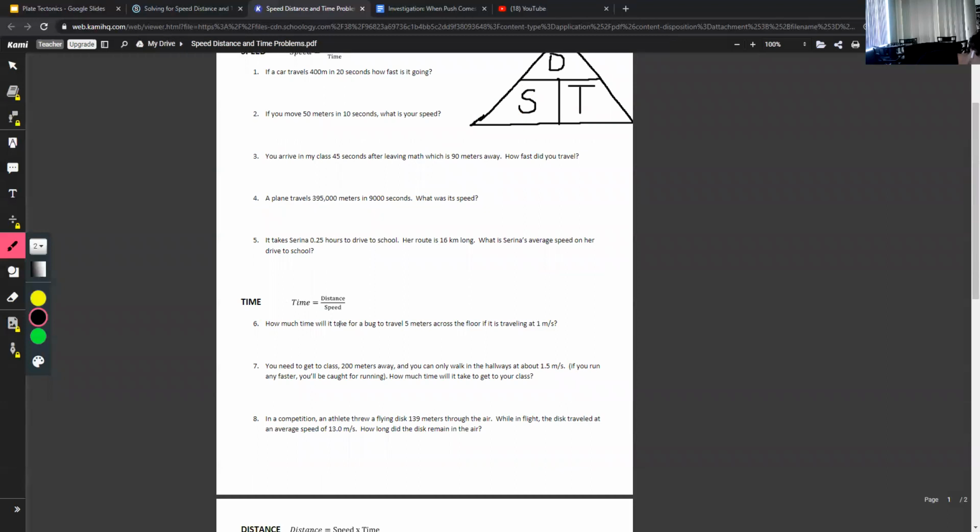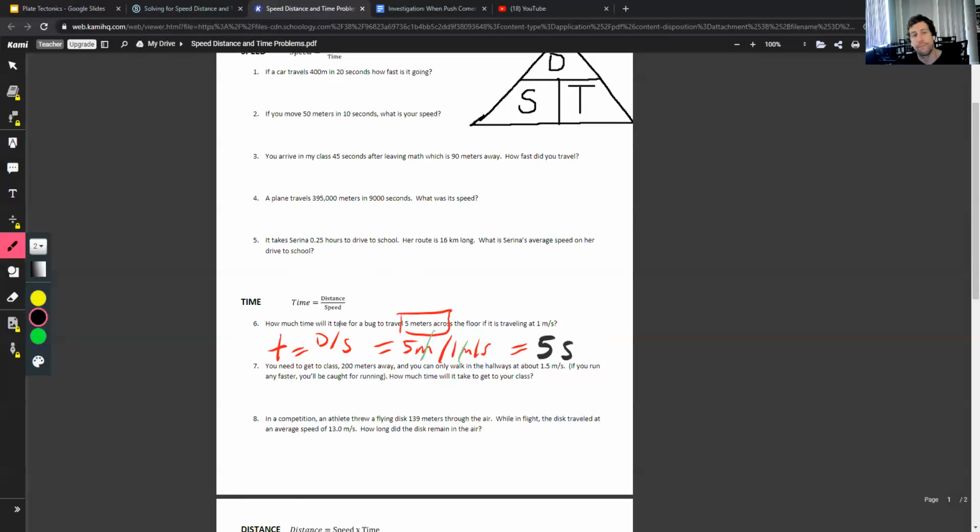I'm going to write T equals D over S. That equals, so I got 5 meters here, 5 meters, that was my distance, divided by my speed of 1 meter per second. And you also have the unit given to you. These meters will cancel out right here. I'm left with my unit of seconds, so my time is equal to 5 seconds.